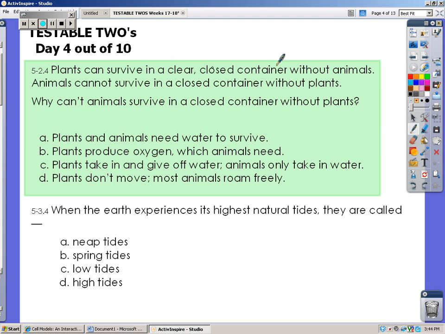Plants can survive in a clear closed container without animals. Animals cannot survive in a closed container without plants. And the reason is that plants produce oxygen that animals need, and so they have to have some sort of plant vegetation life around to give them that oxygen to breathe.